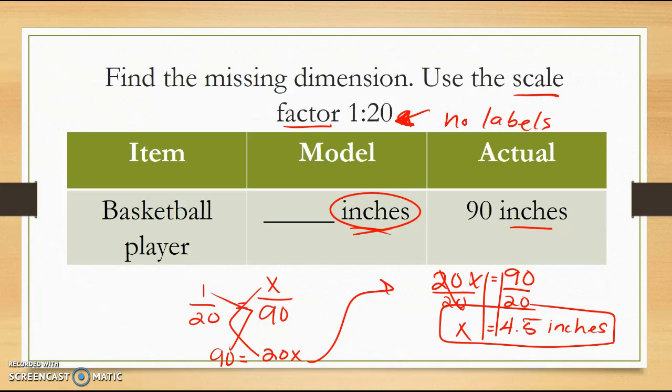Remember when you're setting up your proportions that our numerator is always going to be the model, denominator is always going to be actual. There are a few other ways to write correct proportions, but it's the easiest way to remember that it's comparing model to actual each time.